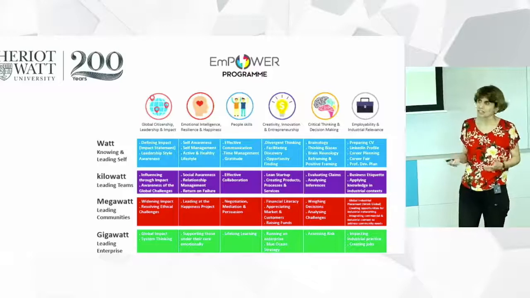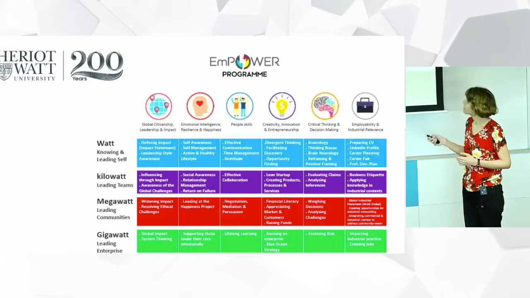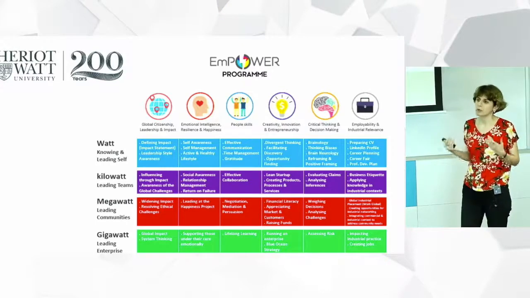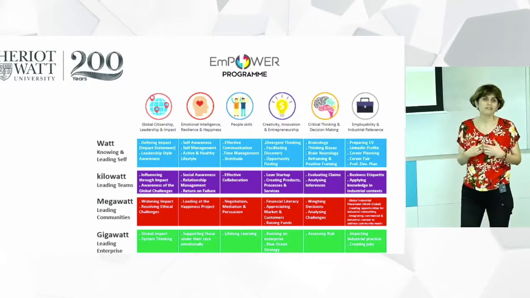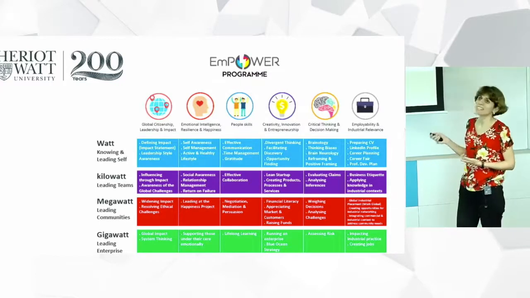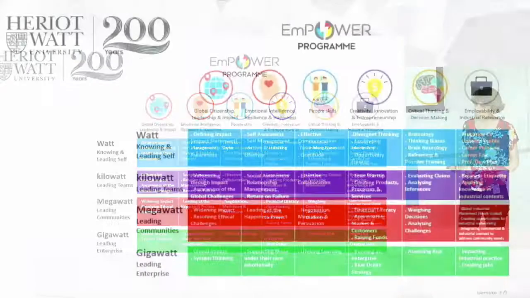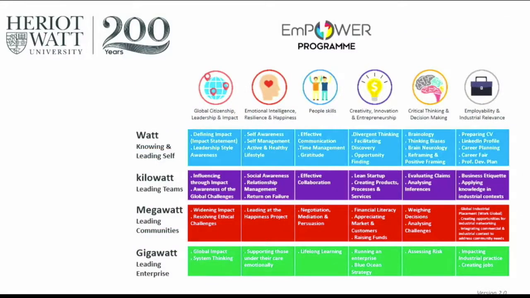And this can be achieved through our Empower program. There are different levels and different clusters. One of them is global citizenship, as I just mentioned, and leadership and impact. So we have different workshops for our students in order to teach them how to lead. We have emotional intelligence, resilience, and happiness. We want our graduates to be resilient people, to make sure that they are happy. Because happiness is not just based on what we have, it's based on our mindset.